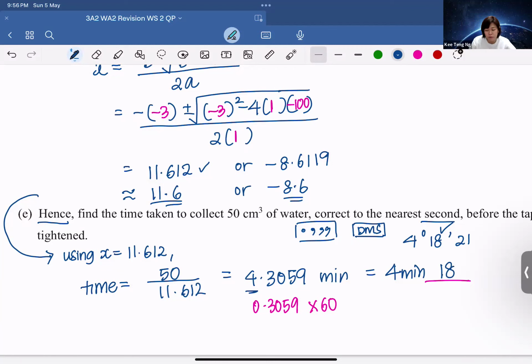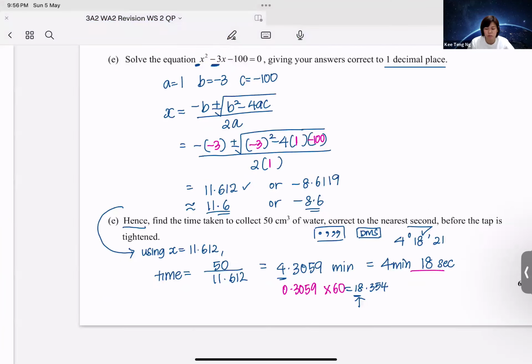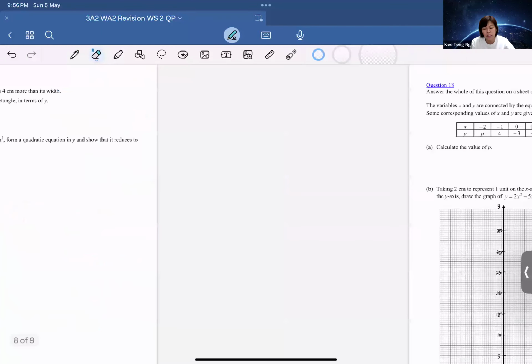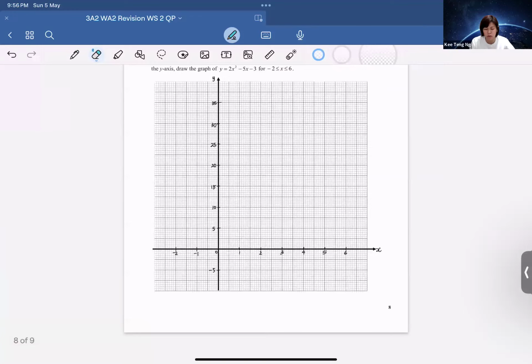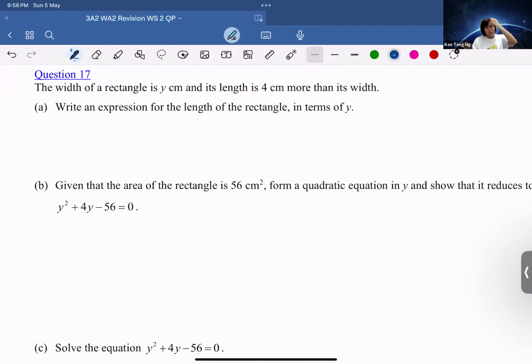All right. Alternatively, I just take 0.3059 times 60. This number will give me 18.354. So I round off to the nearest second, that will be 18 seconds. Have you gotten the concept? Now let's do our last few questions. Okay, one more on word problem. Oh, this one is on graph. Okay, now I'll just try one more question. Okay, two more questions, right?